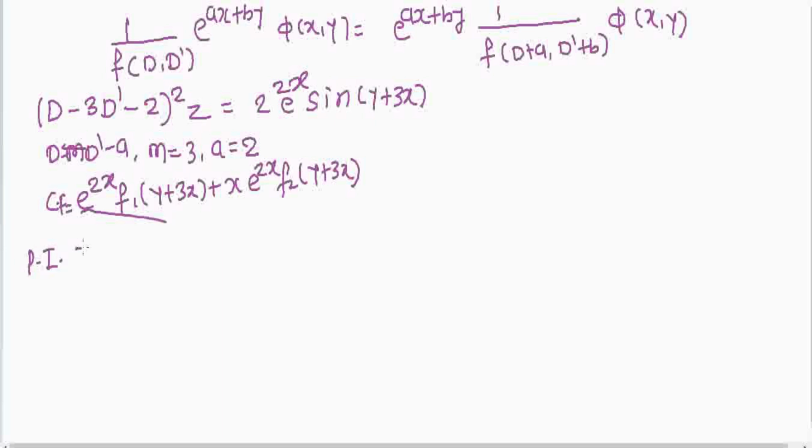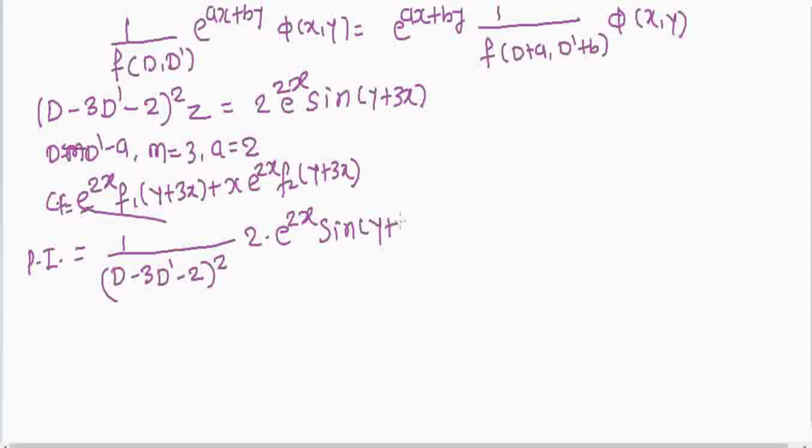Particular integral is equal to 1 divided by (D minus 3D dash minus 2) whole square, 2 into e raised to 2x sine of (y plus 3x). Okay friends, you are familiar, or you have become a master of finding the complementary function. Our main focus here is to find a particular integral when the term is of the type e raised to ax plus by, and how to move this term to the left of the operator.